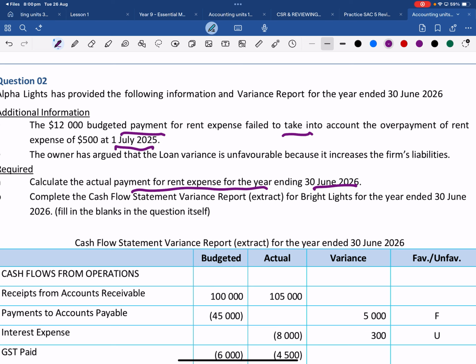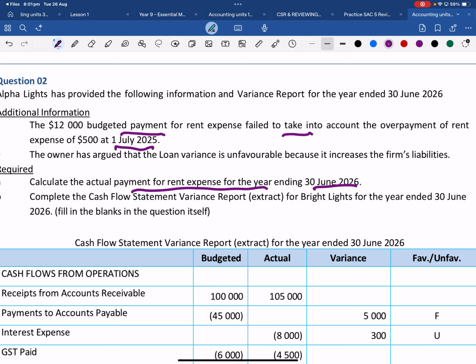12,500? Okay, now understand the point, right? There had been no payment, which was actual. Why? Because that is at the beginning of the year. So when they started, 500 had already been paid, which was missed out. And then the budgeting is saying 12,000 is the rent payment. But had that 500 been considered, how much do you think the budgeted rent would be?